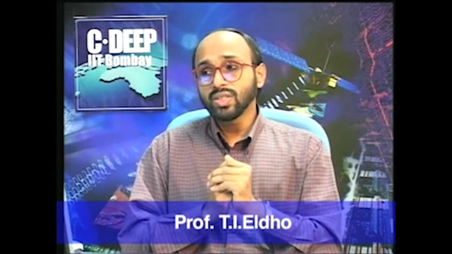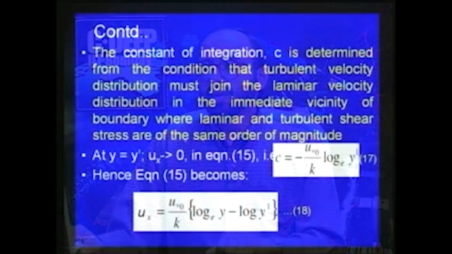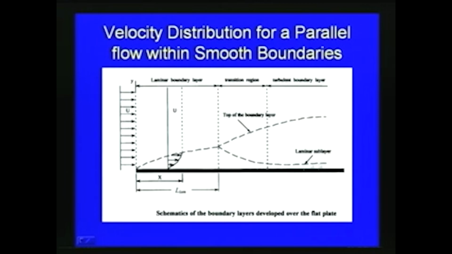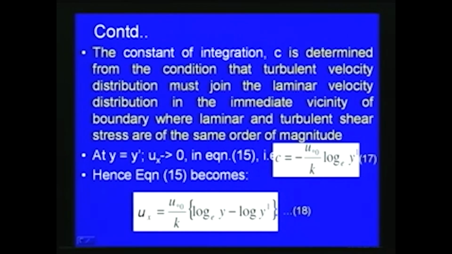Now, as I mentioned, our aim is to finally determine an expression for the velocity. The constant of integration c is determined from the condition that the turbulent velocity distribution must join the laminar velocity distribution in the immediate vicinity of the boundary, where laminar and turbulent shear stresses are of the same order of magnitude. Here you can see the laminar sublayer and then the turbulence.